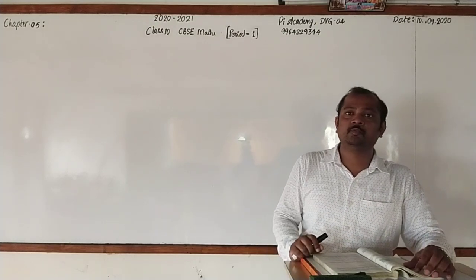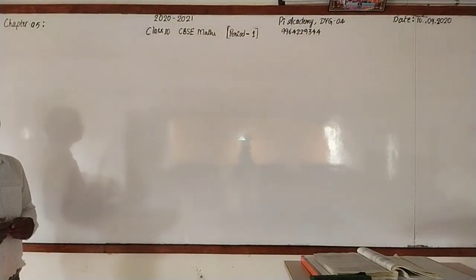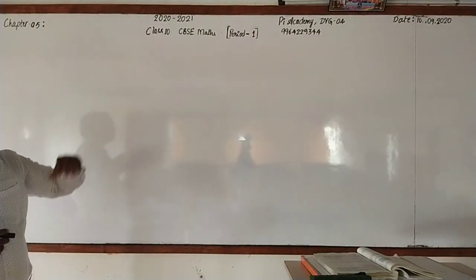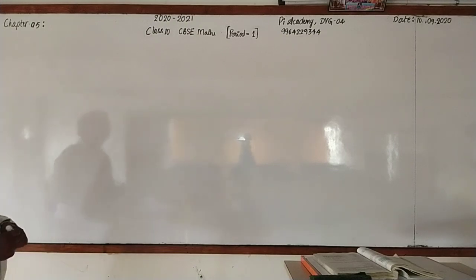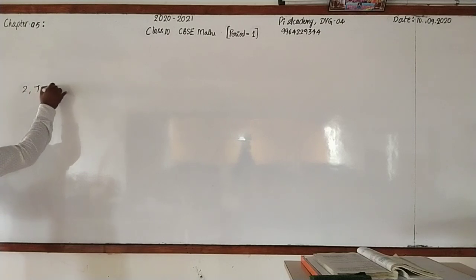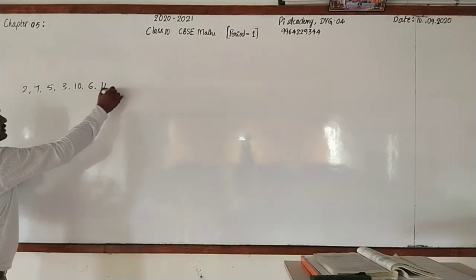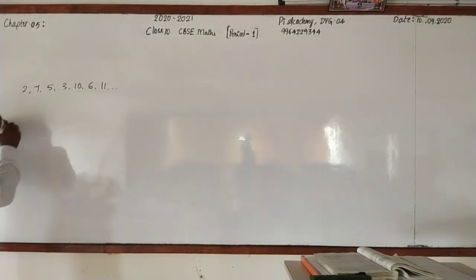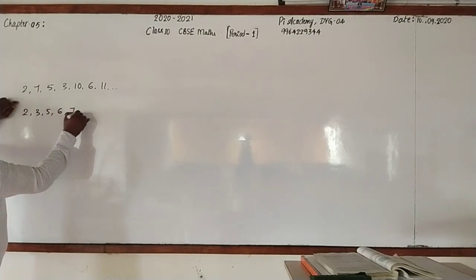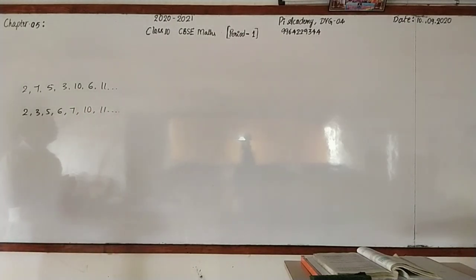Dear students, we are very familiar with the numbers and its different types. Here I am going to write the list of the numbers. Observe the difference between these lists. Look here. The first one is like this: 2, 7, 5, 3, 10, 6 and 11. This is one list of numbers. Next, I'll write another one: 2, 3, 5, 6, 7, 10, 11. Yes, this is the second list of numbers.